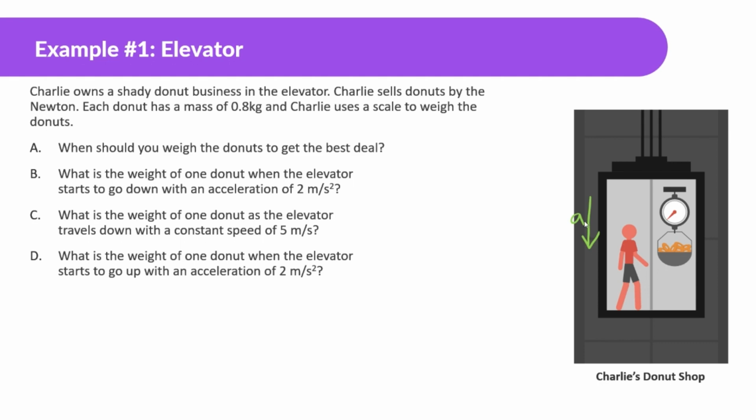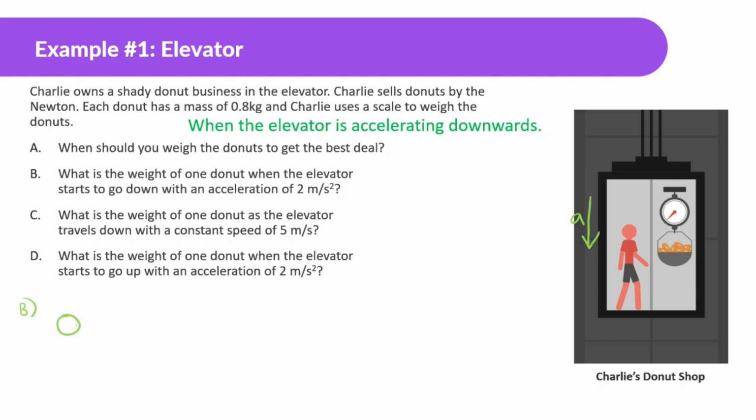But you get the best deal when it's accelerating downwards. Okay, what is the weight of one of the donuts when the elevator starts to go down with an acceleration of 2 meters per second squared? Okay, so let's look at this. And what we're going to do is we're just going to draw a free body diagram.